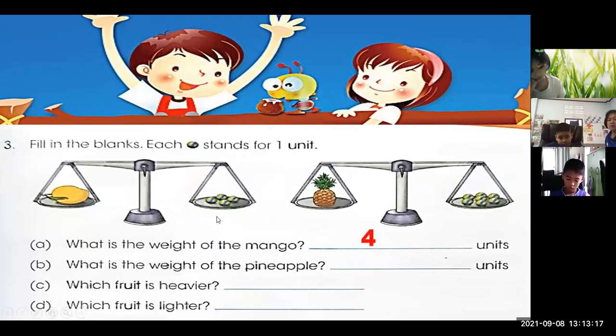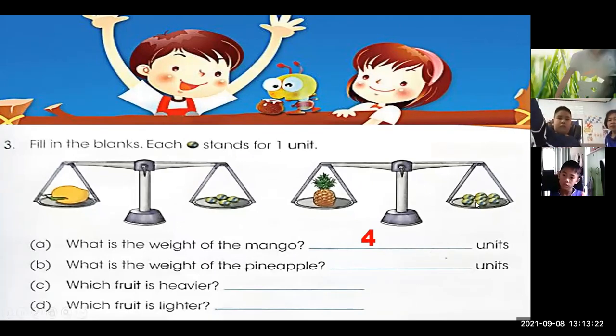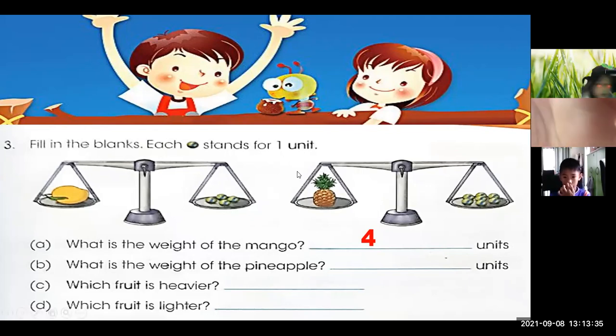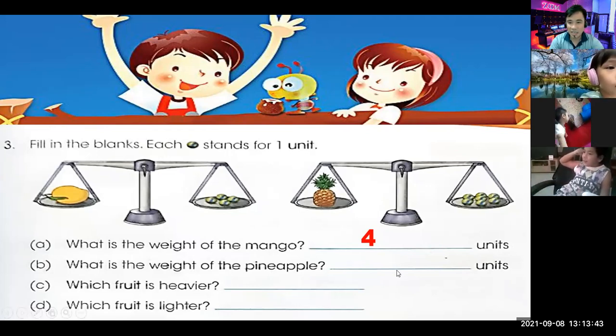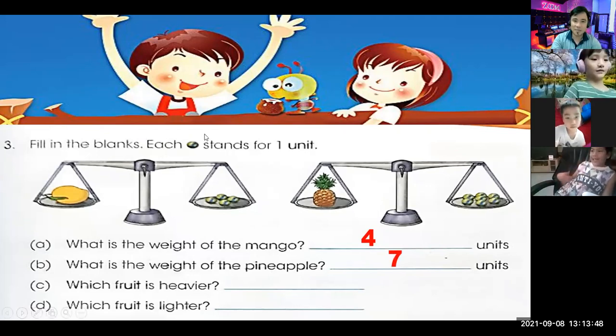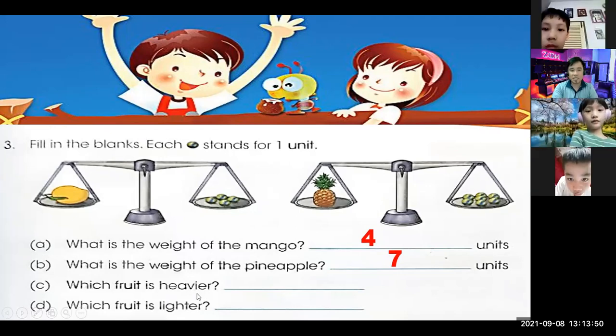Okay. Here, how about the pineapple? How many units is the pineapple? Let's count. 1, 2, 3, 4, 5. How many marbles? Anyone from the class? 7 marbles. Okay, 7 marbles. So we write here 7 units. Now here, letter C. Which fruit is heavier? The mango or the pineapple?